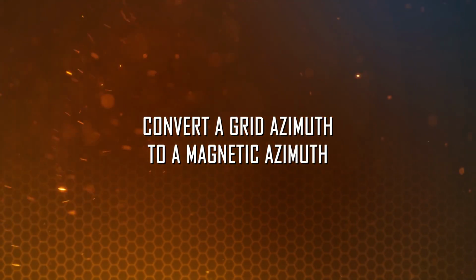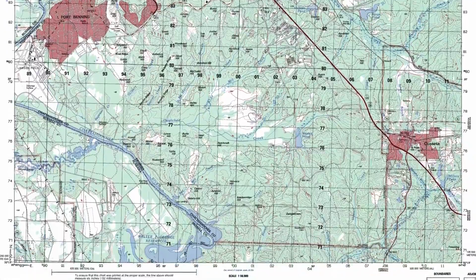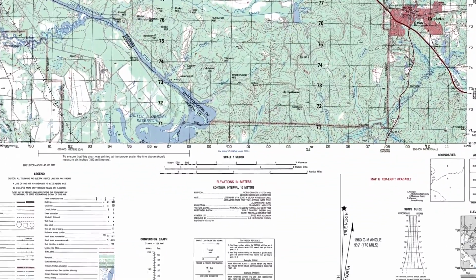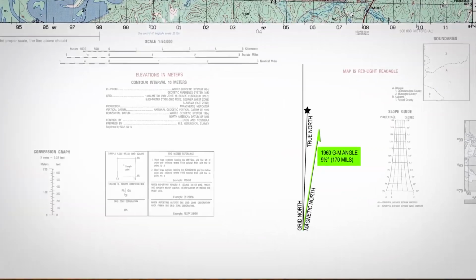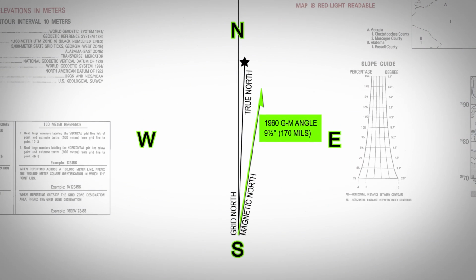Convert a grid azimuth to a magnetic azimuth. As in the previous example, first locate the GM angle. Next, determine whether the GM angle is easterly or westerly. Looking at the declination diagram, take note of the GM angle relative to the line labeled grid north. This example's declination diagram indicates the GM angle is easterly.